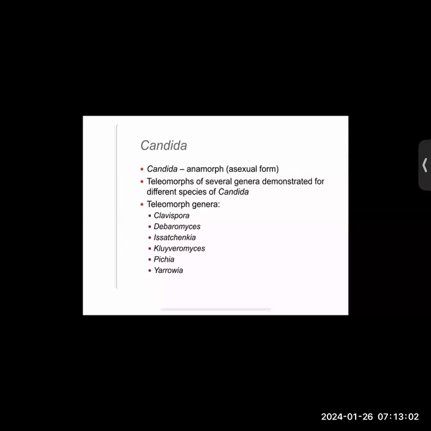For the teleomorph genera, we have Clavispora, Babjeviella, Issatchenkia, Kluyveromyces, Pichia, and Yarrowia.